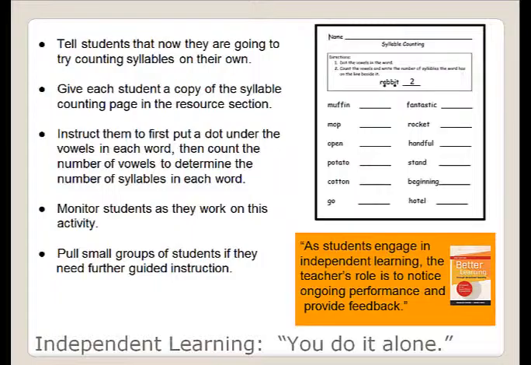Tell students that now they are going to try counting syllables on their own. Give each student a copy of the syllable counting page in the resource section. Instruct them to first put a dot under the vowels in each word, and then count the number of vowels to determine the number of syllables in each word. Monitor students as they work on this activity. Pull small groups of students if they need further guided instruction. As students engage in independent learning, the teacher's role is to notice ongoing performance and provide feedback.